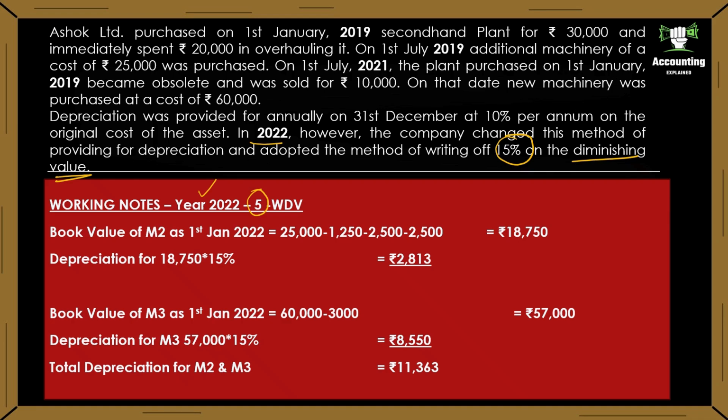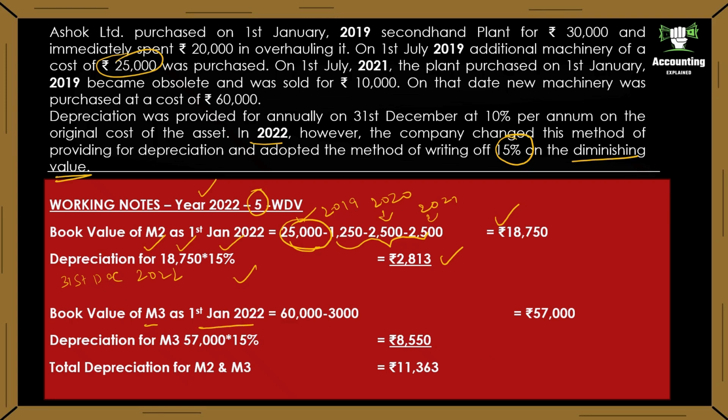First, let us find out the book value of M2 as on 1st January 2022. The purchase price of M2 is 25,000. Depreciation for 2019 is 1,250, 2020 is 2,500, and 2021 is 2,500. On deducting 1,250, 2,500 and 2,500 from 25,000, you get 18,750 as the book value. Now, we are going to find out depreciation as on 31st December 2022 on 18,750 with the new rate of 15%, which comes to 2,813.